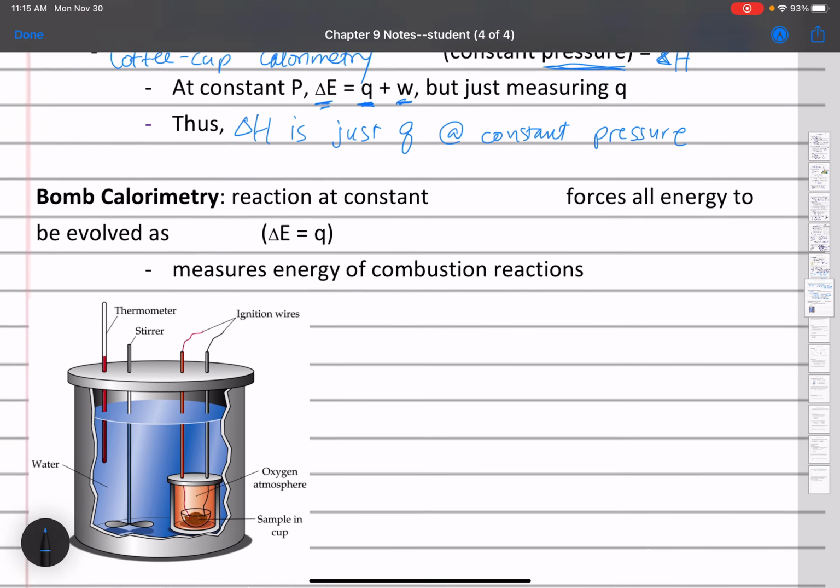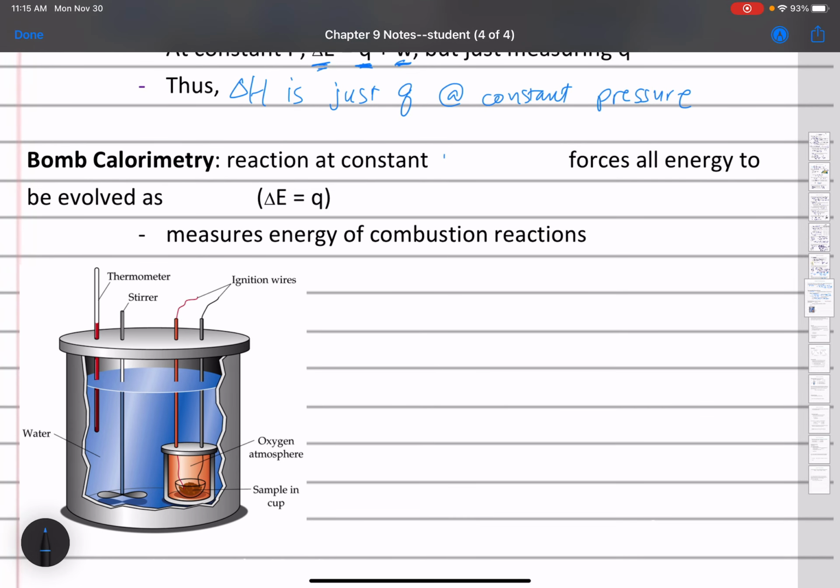So a bomb calorimeter looks like this. It's a reaction, of course, at constant volume. And since it has that constant volume, it basically forces all energy to be evolved as heat. So the change in energy is just equal to Q when we're using a bomb calorimeter. Bomb calorimeters are really common for measuring the energy of combustion reactions. And what is a combustion? It's an explosion, basically. That's why it's called a bomb calorimeter. So the way it works is you have a large container that's full of water.